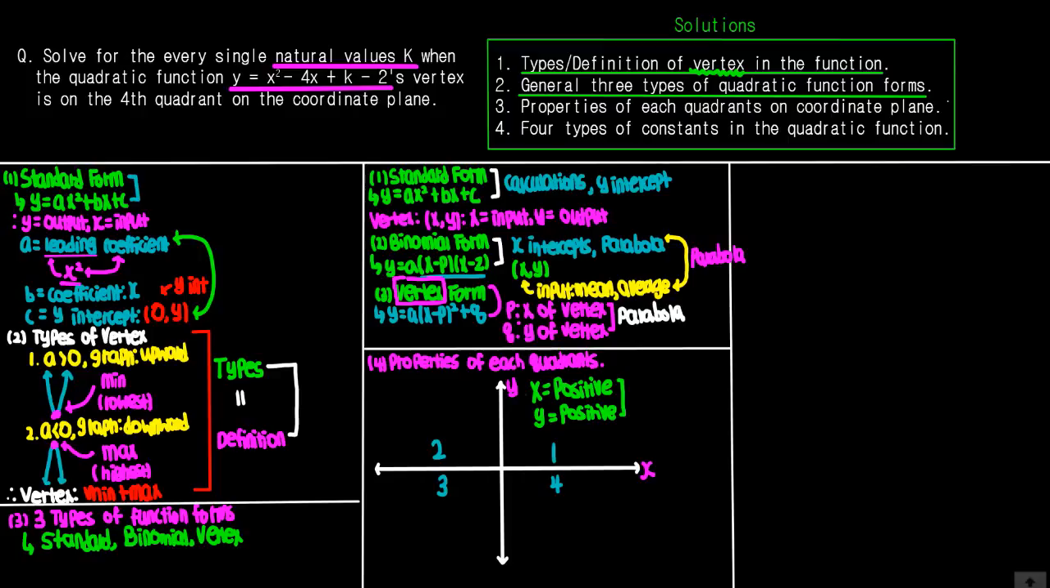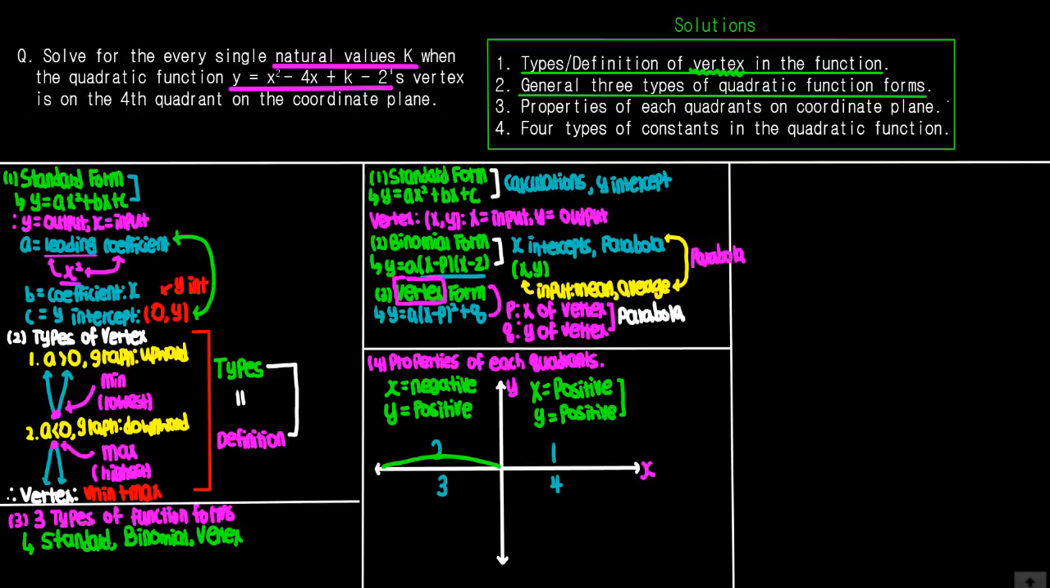Now let's think about the second quadrant. As we can see, x is on the negative side, so the x value will be a negative value. But the y-axis is exactly the same, which means the y-coordinate should always be positive in the second quadrant.